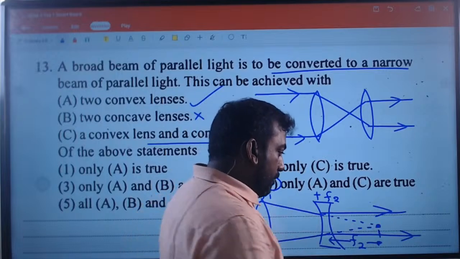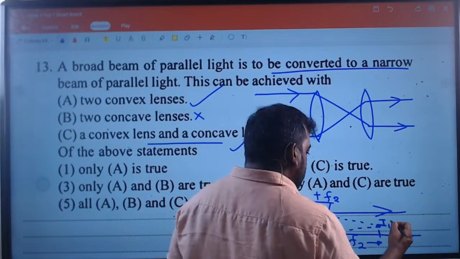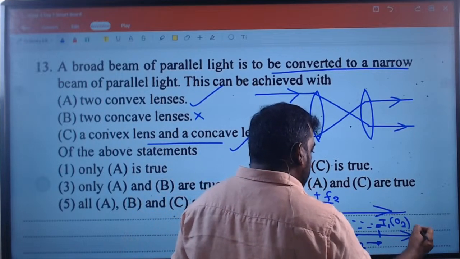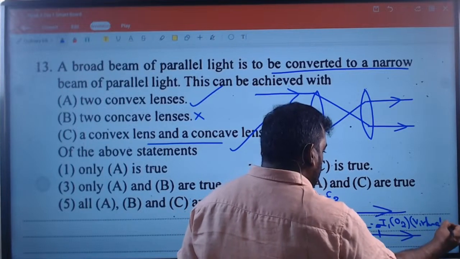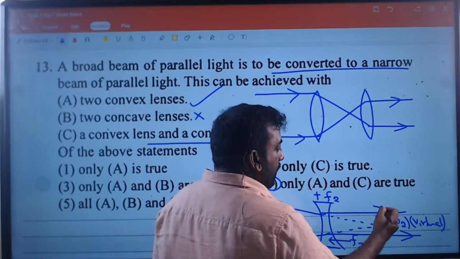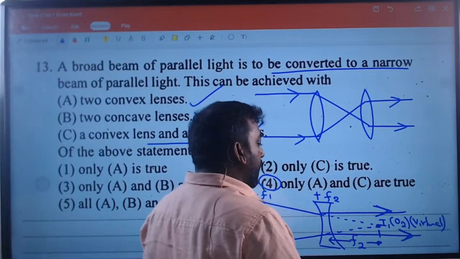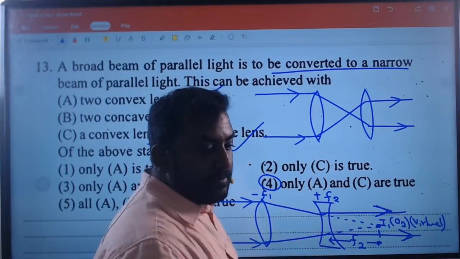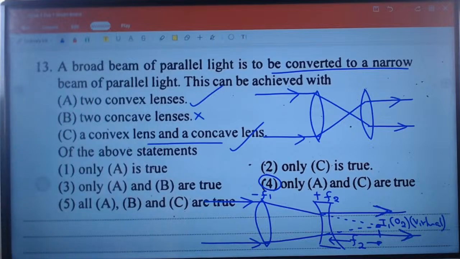The image from the first lens is virtual, and it is the object for the second lens. It is formed at the focal point. If it is formed at the focal point, the broad beam will become a parallel ray. So A and C are possible.